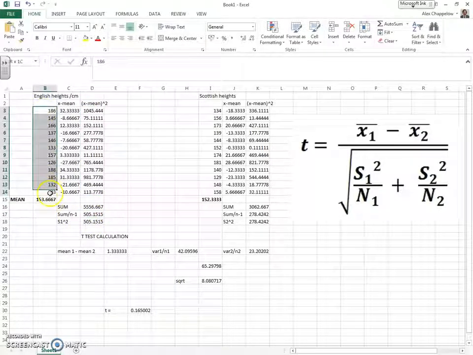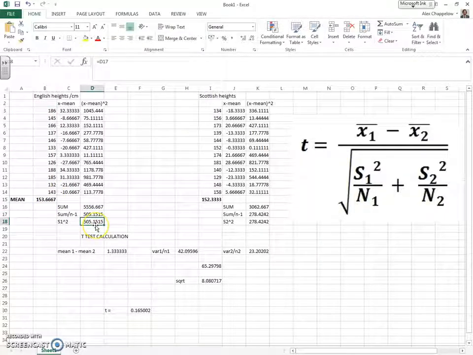There are 12 data points. N minus 1 is going to be 11. This is my variance here, okay? And that's my variance I've got there, 505 and a bit. I've done the same for the Scottish data over here. The variance isn't so big, but now I've got my two variances. I can work out this for both the English and the Scottish side.